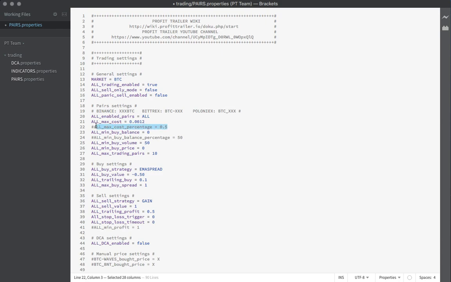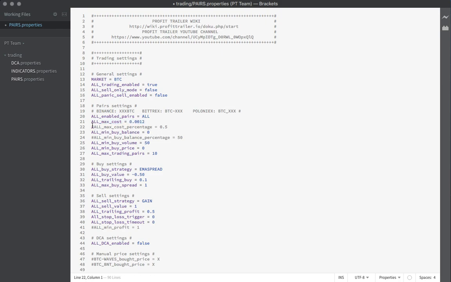The all max cost percentage, this is going to be essentially defining how much you buy of each coin in a percentage of your total pending value, as opposed to actually setting a specific cost that you're going to purchase each coin at. If you use the max cost percentage, you have to disable the all max cost line or set it to 0.